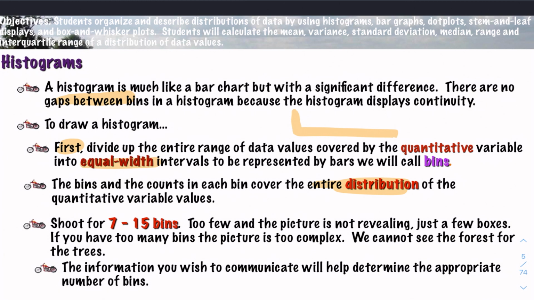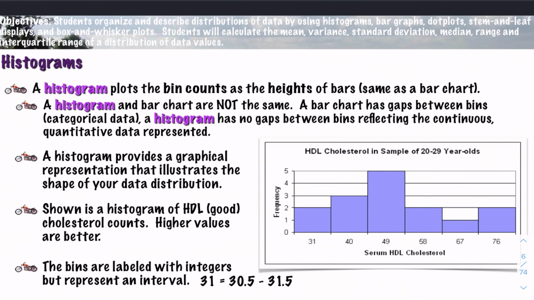Now, I want you to shoot for 7 to 15 bins. If you have too few and the picture is not revealing, it's just a few boxes. If you have too many bins, the picture becomes too complex. We cannot see the forest for the trees in this situation. So the information you wish to communicate will help determine the appropriate number of bins.